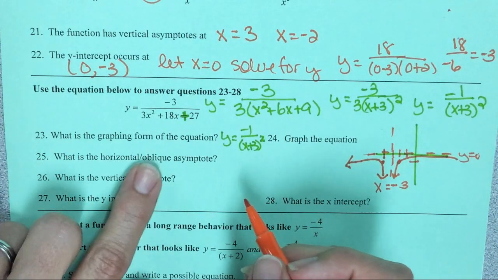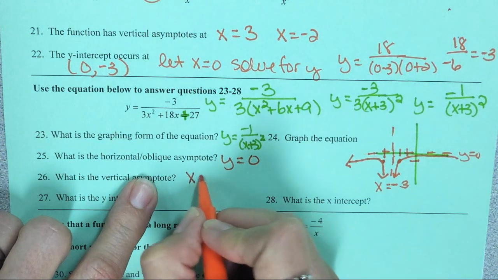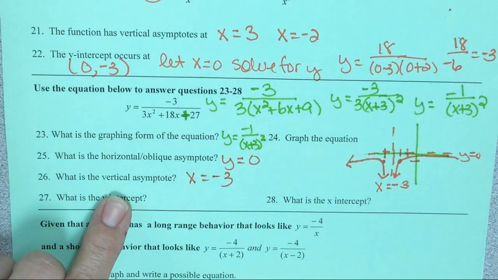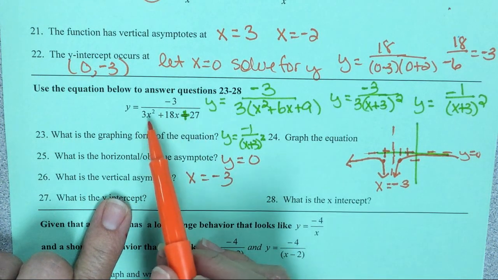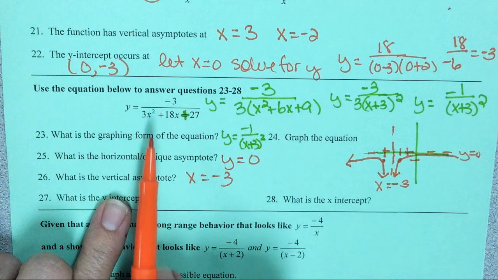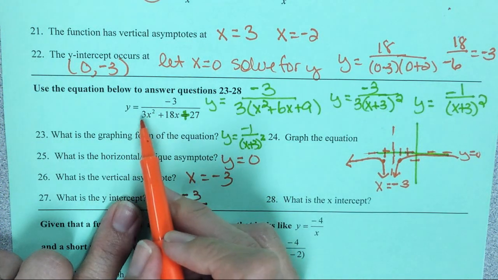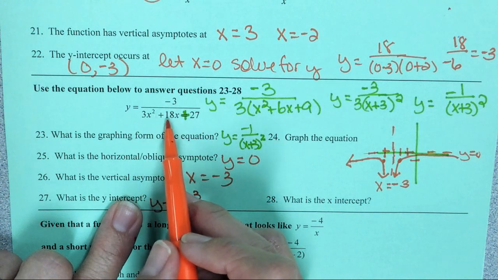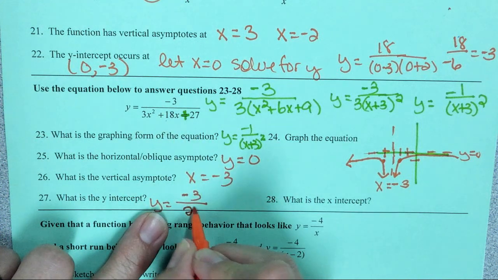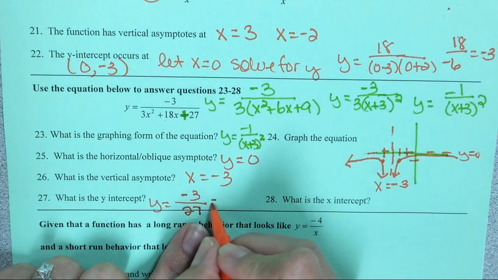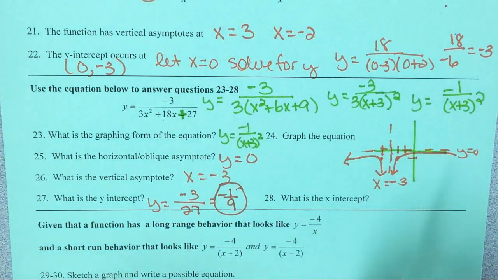They want to know what is the horizontal asymptote. It's y equals 0. The vertical asymptote is x equals negative 3. For the y-intercept, we're going to do it just like we did in the problem above. I'm going to plug in 0 everywhere I have an x. So if I plug in 0, I'm going to have negative 3 over 3 times 0 squared is 0, 18 times 0 is 0, and 0 plus 0 plus 27 is 27. And negative 3 over 27 is negative 1 over 9. So my y-intercept is negative 1 over 9.